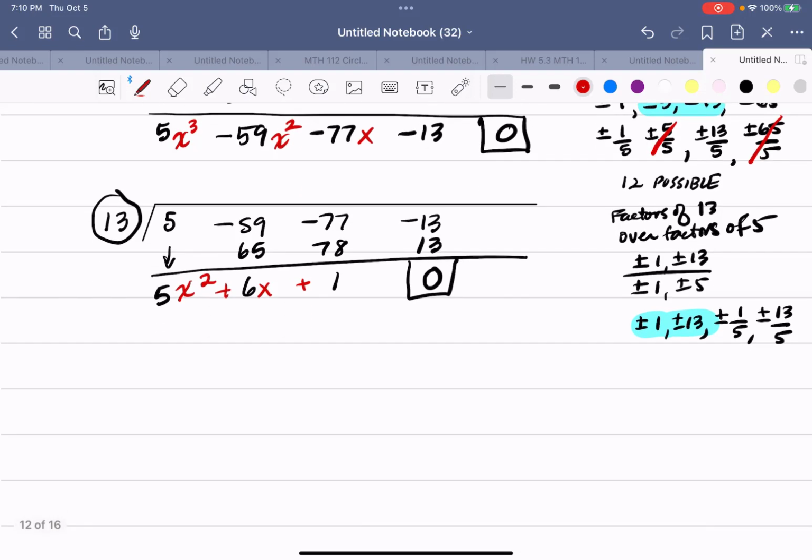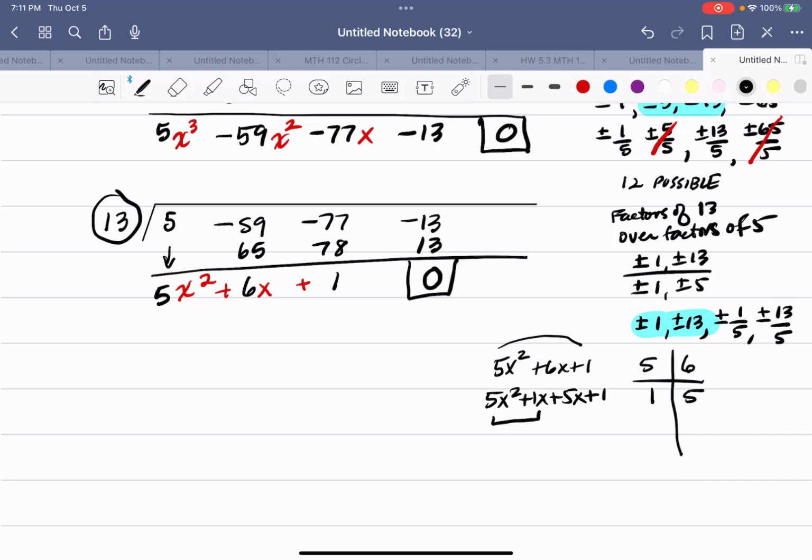Now this will also factor. Okay, 5x squared plus 6x plus 1 will factor. I'm going to show you the factoring, and then we'll just go ahead and do the rest by synthetic division to see how we could also do it that way. I've got a 5x squared plus a 6x plus a 1. My AC is 5, positive, has to add to 6. Well, that's a 1 and a 5. So I'm going to write 5x squared plus 1x plus 5x plus 1.